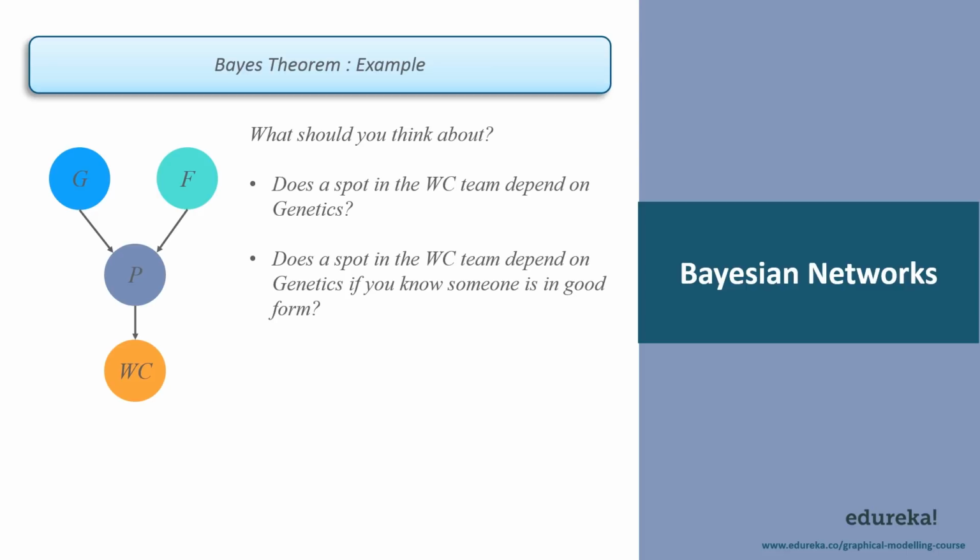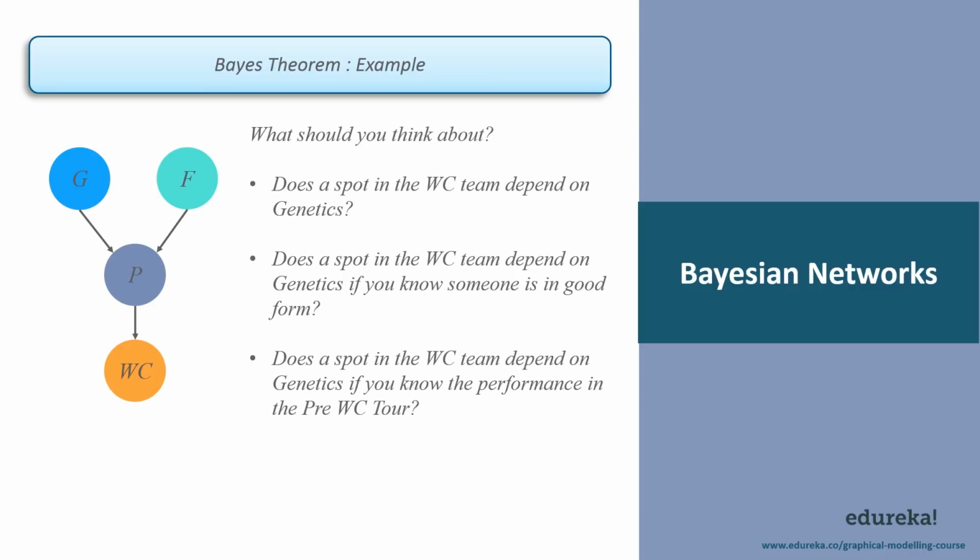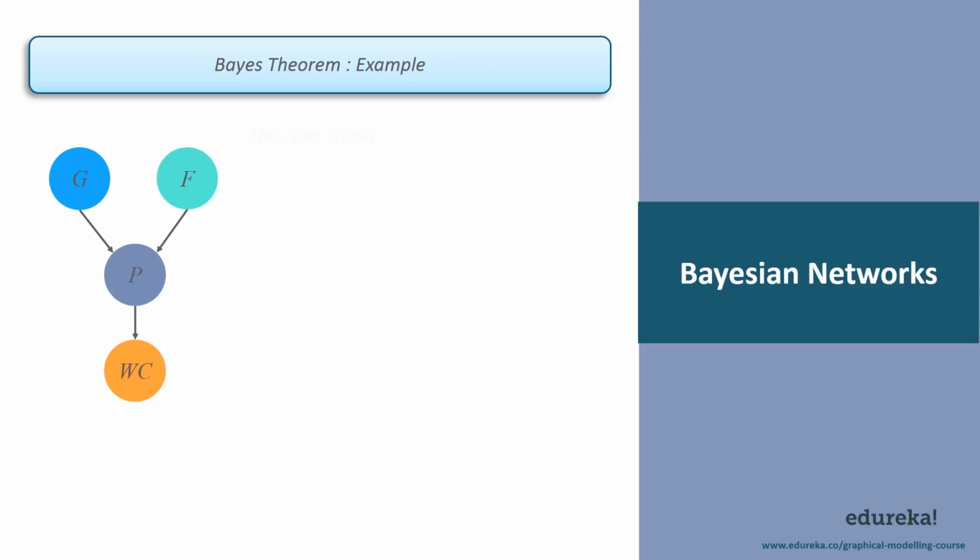So what about this final question? Does a spot in the World Cup team depend on genetics if you know the performance in the pre-World Cup tour? No, right? Because once you have the most recent data point, it wipes off all the history of data that you've acquired before. So how does this work?